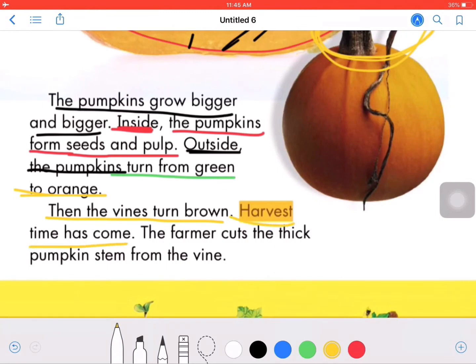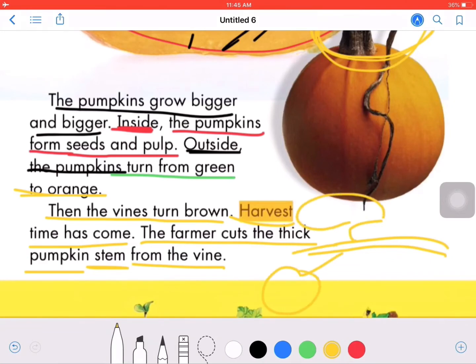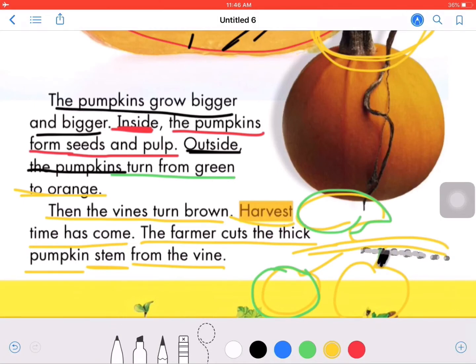Harvest time has come. The farmer cuts the thick pumpkin stem from the vine. So this is the vine. This is the big vine and these are the big leaves. Here we have a pumpkin. It will become brown here. Then a big pumpkin. Then what will happen? The farmer will come and cut it. And cut what? The pumpkin, okay?